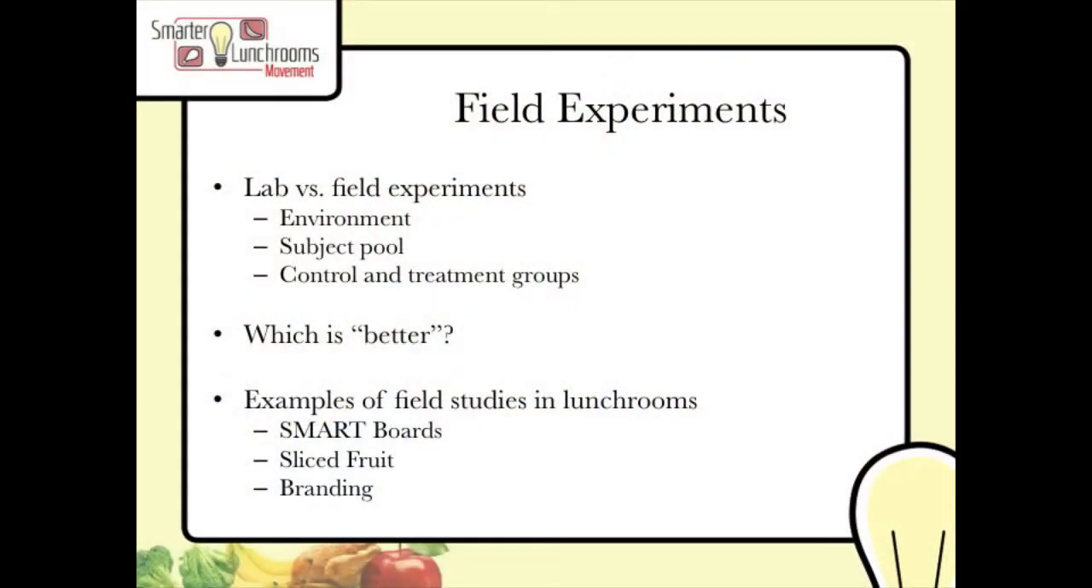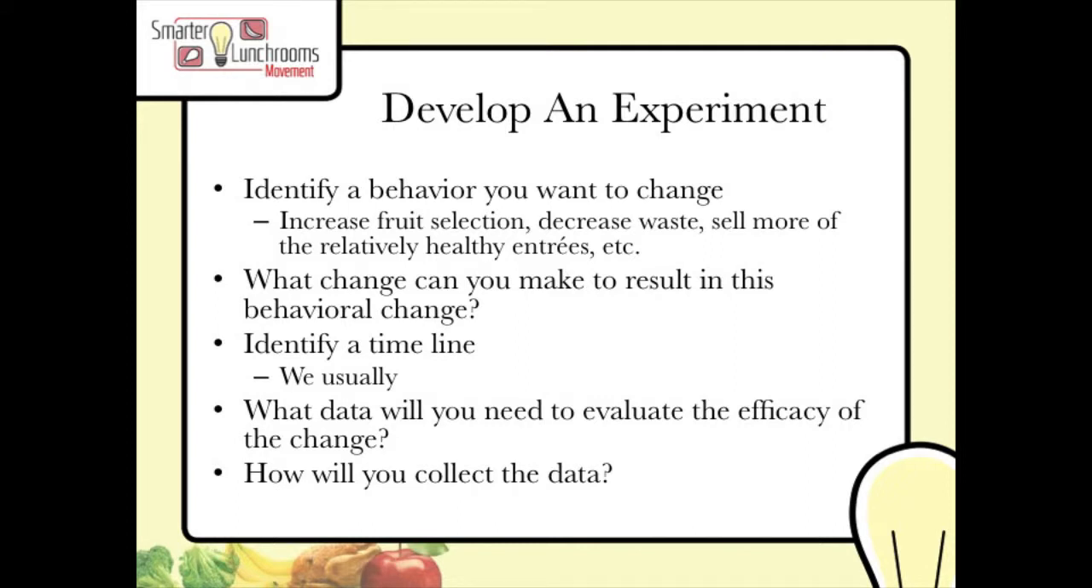So the principle is this. In studying behavior in school lunchrooms, we use field experiments to identify the behavior that occurs when we introduce a change in a lunchroom. And the way we set up an experiment is this. We first of all think about a change that we want to make. For example, we want to see students eating more fruit, or we want students to take more vegetables, or we want to see how we can get students to take a healthier entree, those sorts of situations. Then we identify a change we will make in the cafeteria in order to make that behavior happen.